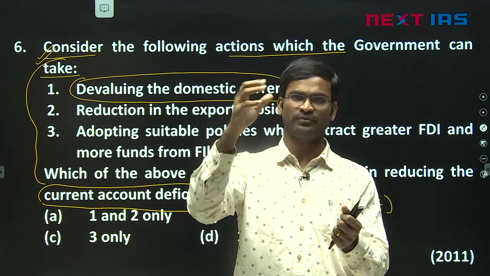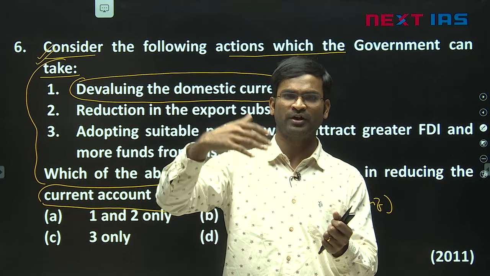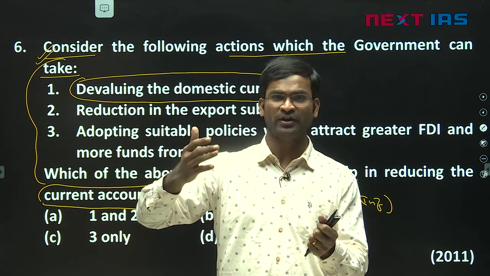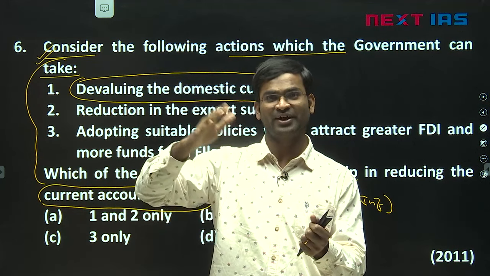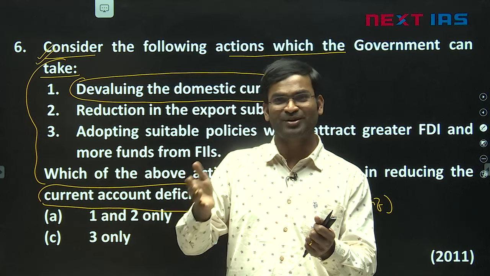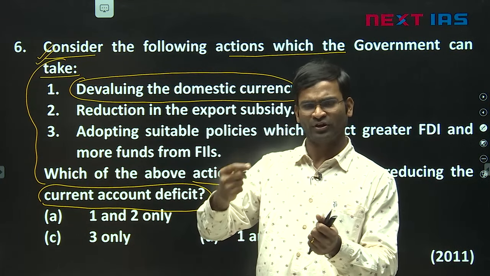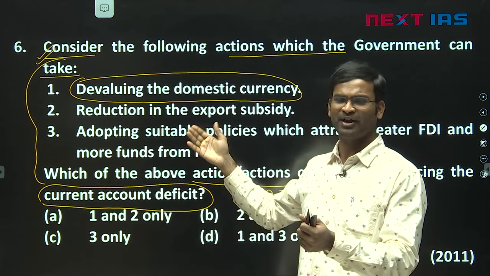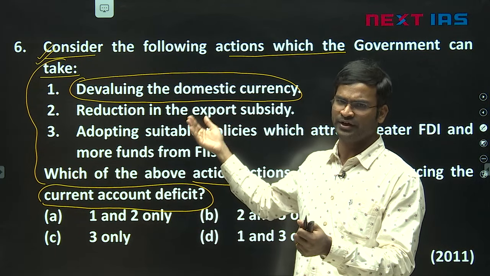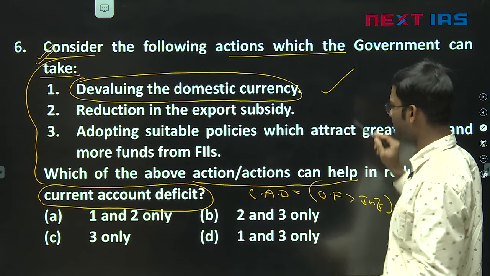Exports become cheaper. When exports become cheaper, more people buy our exports. So we are encouraging exports initially. Imports become costly. We are discouraging imports. So indirectly, one step theoretically is devaluating the currency. We may reduce CAD. Yes, right step.